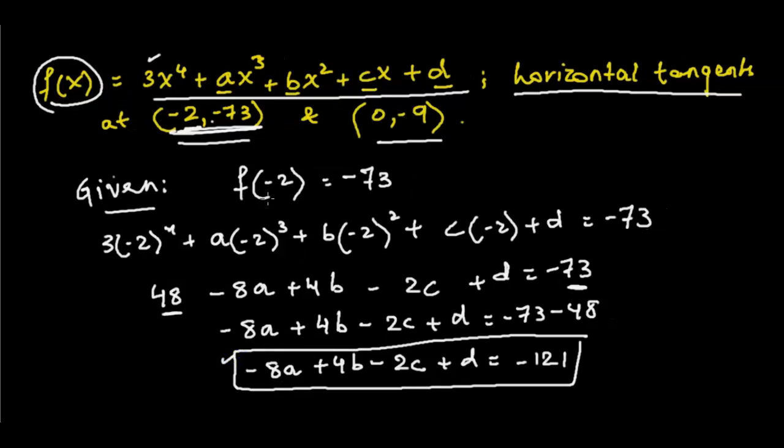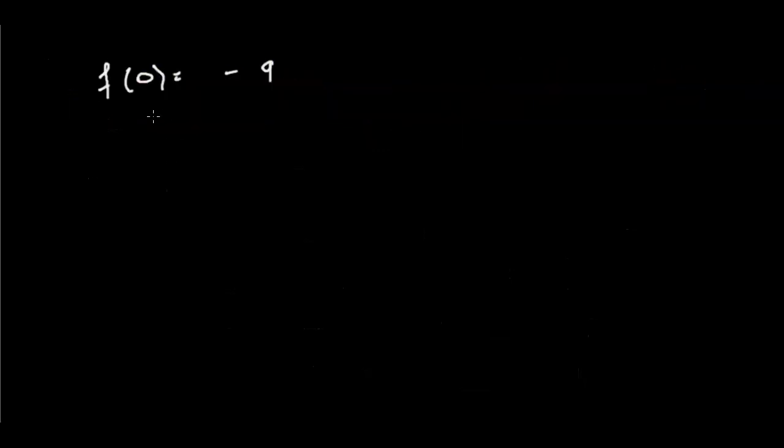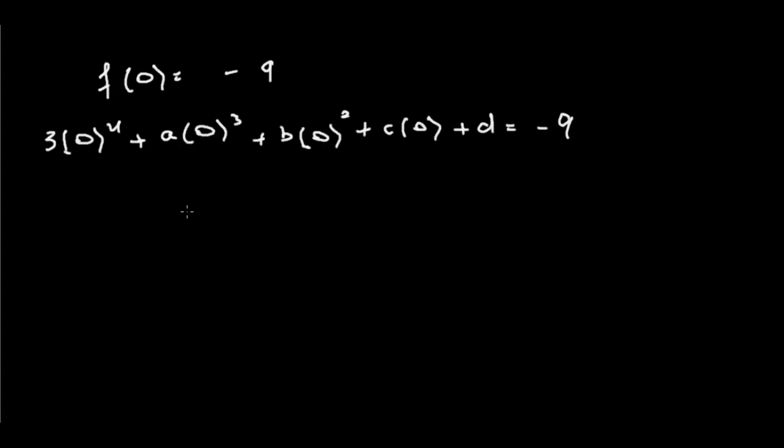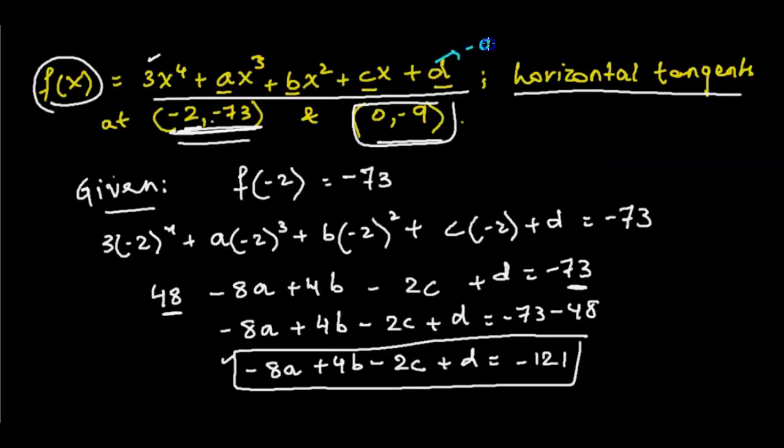Similarly, we can rewrite the function using this point as well, (0, -9). So that means f of 0 is equal to -9. Now we would substitute x as 0 in the function, and this is what we would get. Anything multiplied by 0 is 0. Finally, we would be left with d is equal to -9. We just notice here that d equal to -9 gives us the value of the variable d. So we can write this as one of the values of the given variables. Therefore, we can write down d is -9.